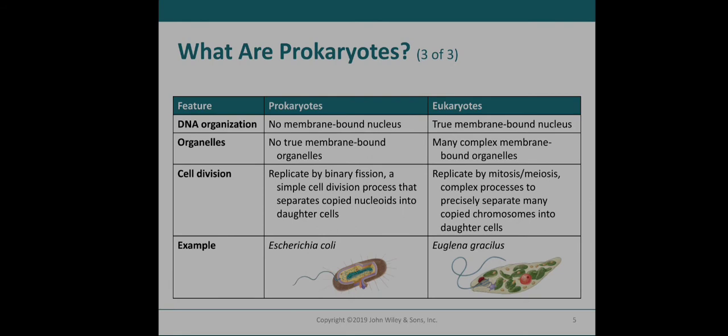And then we have the organelles. There are no true membrane-bound organelles for the prokaryotes, although they have inclusion bodies. But for the eukaryotes, they have many complex membrane-bound organelles. For cell division, prokaryotes replicate by binary fission, which is a simple cell division process that separates the copied nucleoids into the daughter cells.